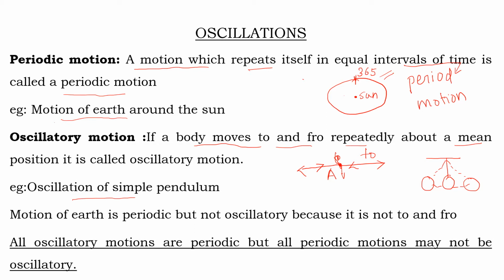Consider the motion of Earth around the Sun. Here, the motion is rotatory one, or in other ways, it is a periodic one because it repeats in a regular interval of 365 days. And hence, the motion of Earth is periodic. But this motion is not oscillatory. That is, the motion of Earth around the Sun is not an oscillatory motion because it is not a to and fro one. But at the same time, the oscillation of a simple pendulum is an oscillatory one. At the same time, it is a periodic one. That is, the motion of Earth around the Sun is a periodic one, but not oscillatory. But the oscillation of a simple pendulum is oscillatory and periodic. It means that all oscillatory motions are periodic. But all periodic motions may not be oscillatory.